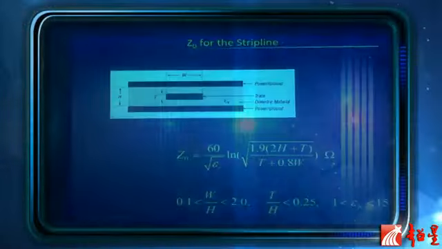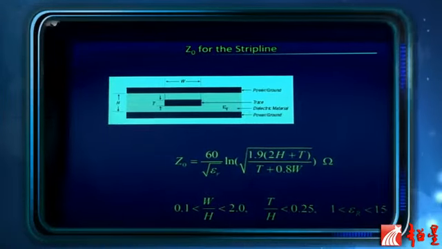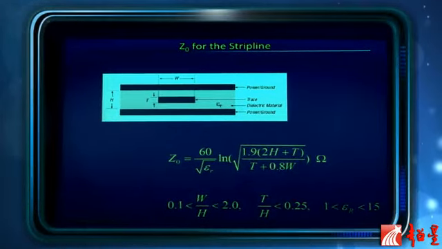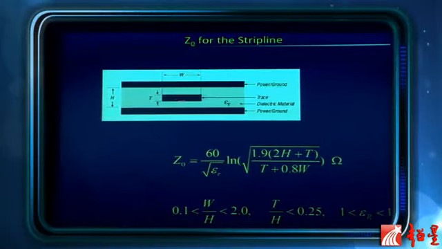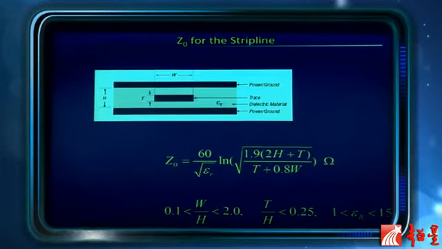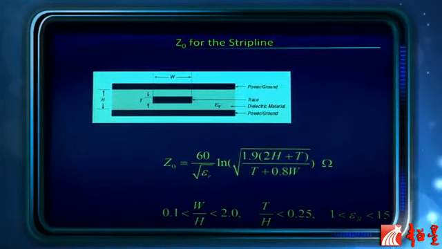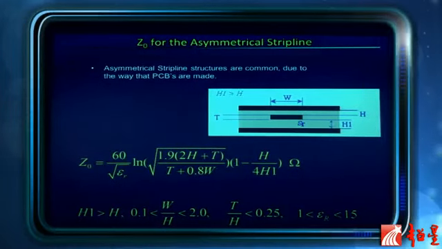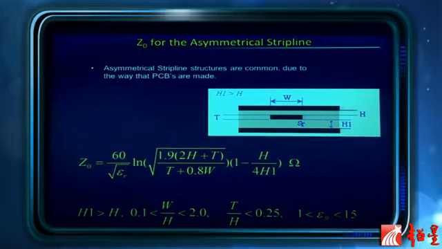This is again the approximation formula for stripline, which is the trace in the middle of two ground references. And this is an asymmetric stripline.